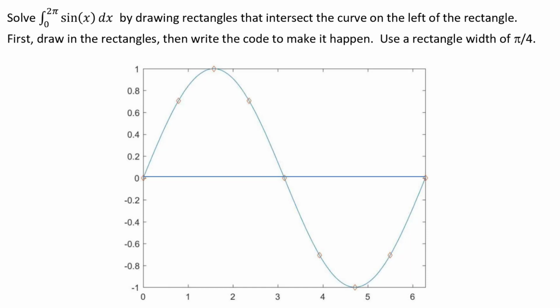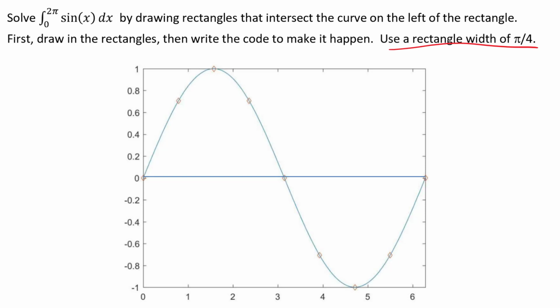Okay. So first of all, we're going to use a rectangle width of pi over 4. So I've put these little wonky-doos here so you can see where the pi over 4s are, just to help you spot them. So what we're going to do is draw in, and you do this in calculus, but you do it to prove how you do things in real life. You don't prove it to show how you can't actually solve them in real life, and you have to do it numerically. Anyway, we're going to draw rectangles that intersect the curve on the left of the rectangle.